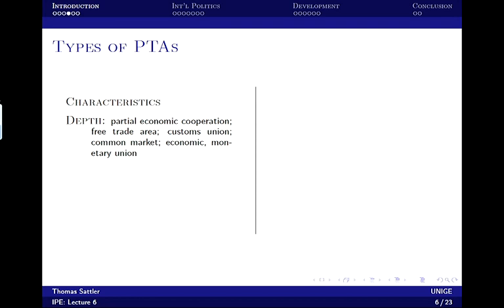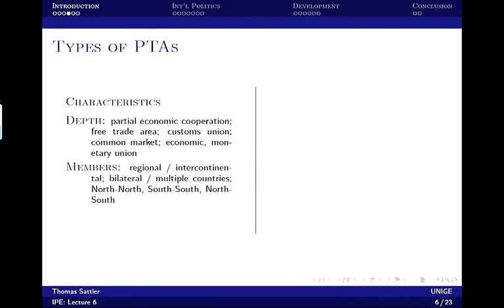A common market then also means that you have free movement of factors. You don't constrain capital flows or workers, the flows of workers. So that's free movement of people, basically. And the next step of integration is a monetary union, as we have it among a few European countries.